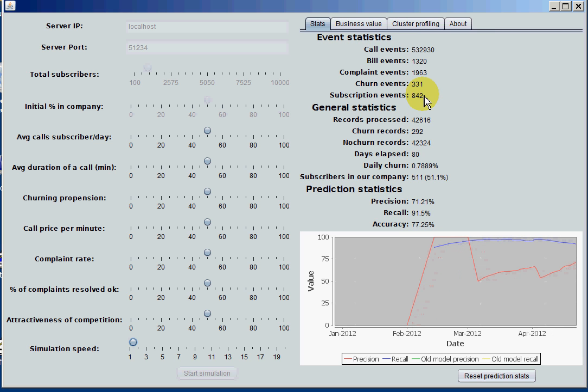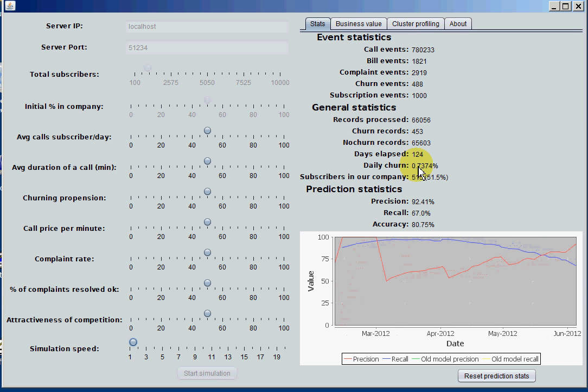Some of the events trigger a prediction about churning. For example, every time a subscriber complains, we will evaluate him for the churning probability, and when he gets a bill, and when he calls, at most once per call per day. Each evaluation creates what we call a record, and when a customer actually churns, we generate a churn record.